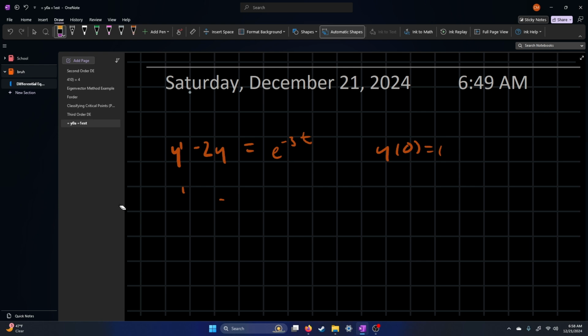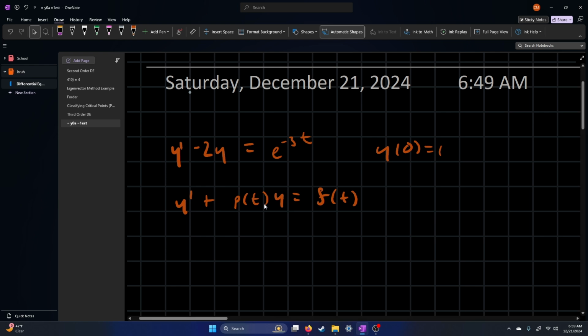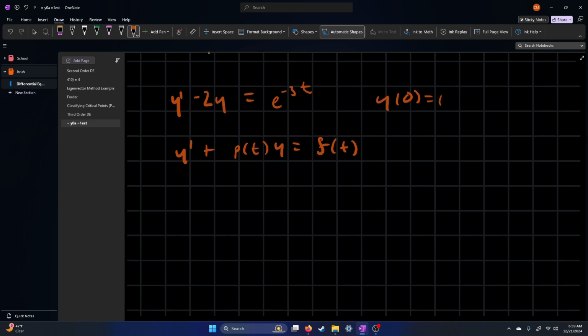Generally, you want it like this: y prime plus some p of t times y is equal to your forcing term. And then for this p of t, you're going to use what we call an integrating factor. So mu of t is equal to e to the integral of p of t dt.